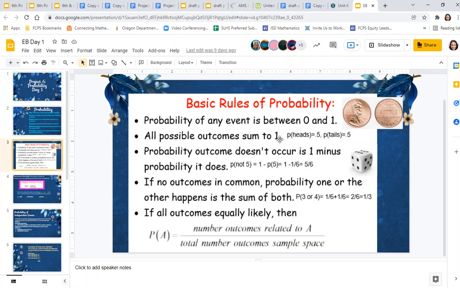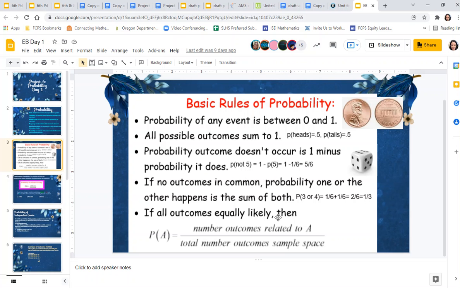So if there is a 20% chance that I was going to give you a test this unit instead of a project, and an 80% chance that you were going to have a project this unit, those would add up to 100% or 1. The probability an outcome does not occur is 1 minus the probability that it does occur. So that might seem obvious, but that's actually a very useful strategy. For example, if I wanted to find the probability that I don't roll a 5, it might be more useful to know the probability of a 5 is 1/6 and subtract that from 1 to get that the probability of not having a 5 is 5/6.